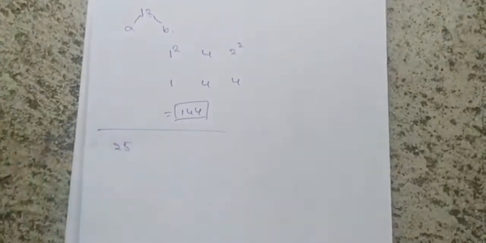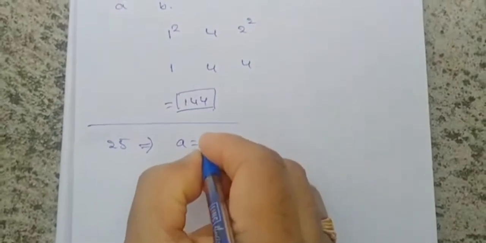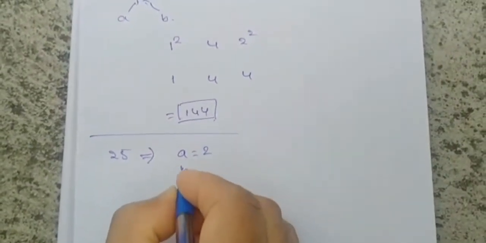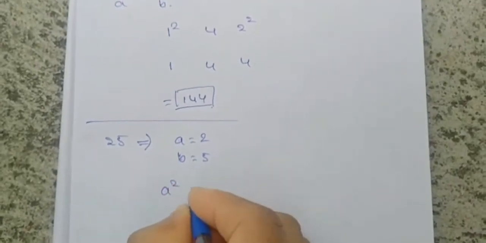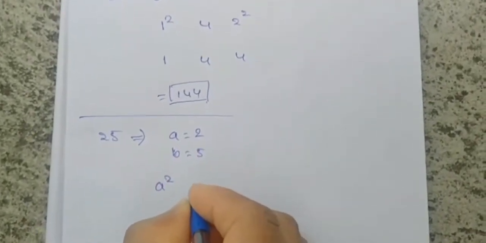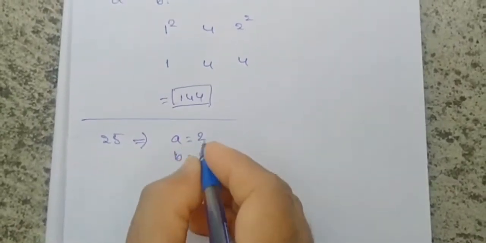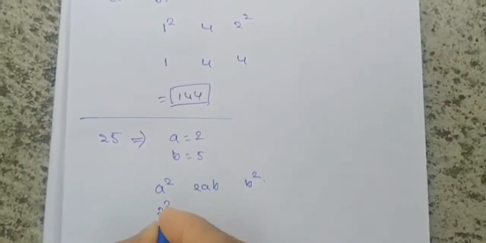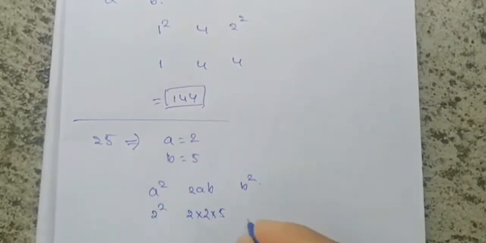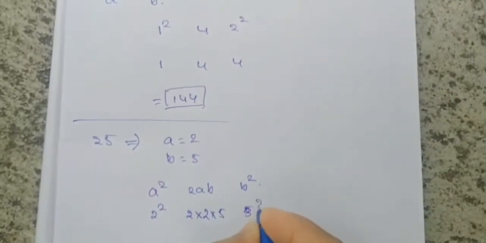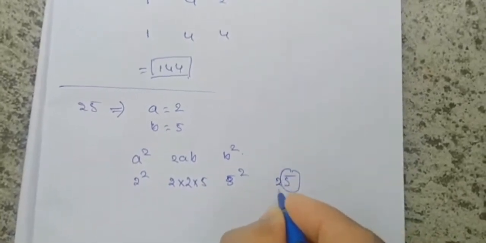So we will take one more example, 25. Here a is 2 and b is 5. So the expansion form is a square plus 2ab plus b square. Here a square means 2 square, 2ab means 2 into 5, b square means 5 square. So here 5 square is 25. So here carry is there.